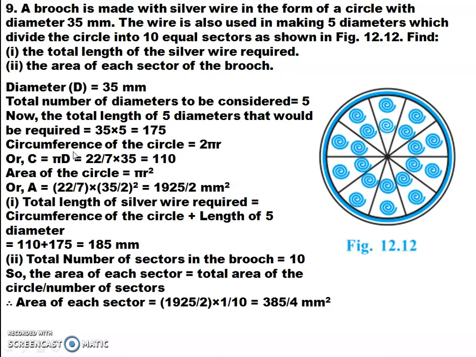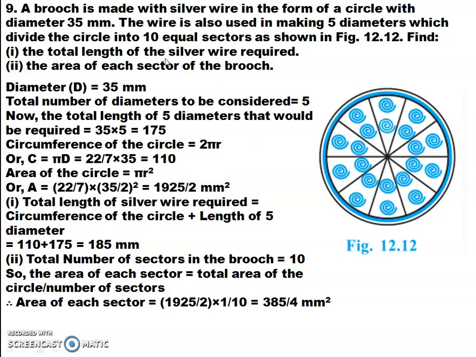Next question. A brooch is made with silver wire in the form of a circle with diameter 35 mm. Okay, so this is the brooch. So you're going to make it with a silver wire. The wire is also used in making 5 diameters which divide the circle into 10 equal sectors. So this is a silver wire and each diameter, how many diameters are there? 5 diameters are there. All you're going to make with the same silver wire.